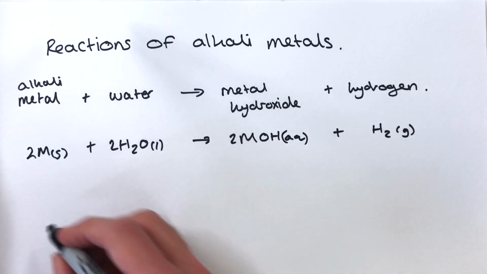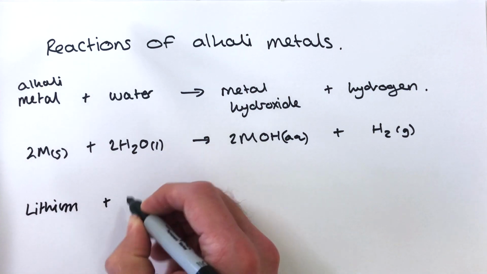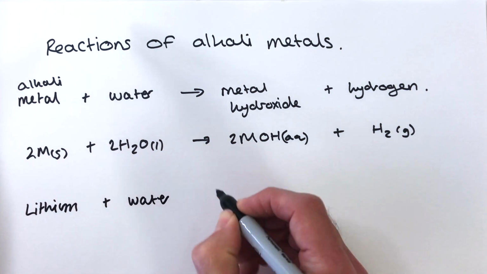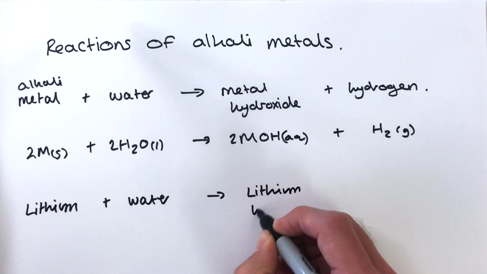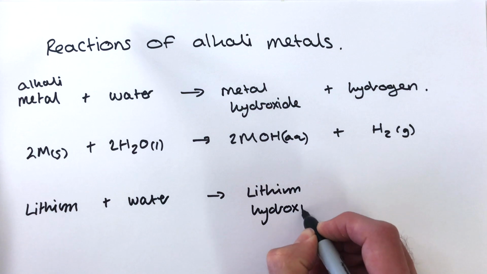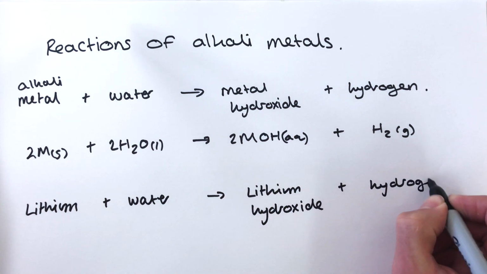You wouldn't put the alkali into the actual equation, just replace the name metal here with the particular metal you're using. So for the first example, lithium plus water is going to make lithium hydroxide, and then hydrogen gas is always produced.